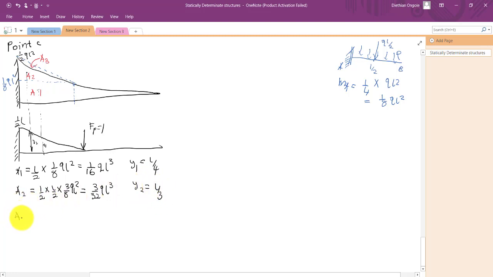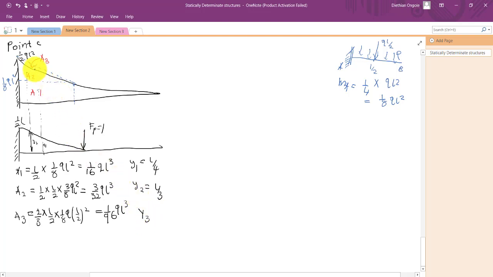And then lastly we come and calculate the area of the third shape. Our third shape, we said it's a semicircle, so the area of a semicircle would be 2 over 3 BH. So our B would be equal to L over 2, and then our H. Now for the semicircle, this center part of it, the value of the moment is always given by 1 over 8 QL squared, but then our L is equal to L over 2. So this becomes 1 over 96 QL cubed. Then now we come and find our y3.